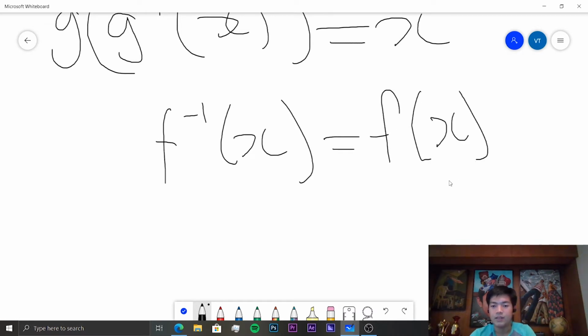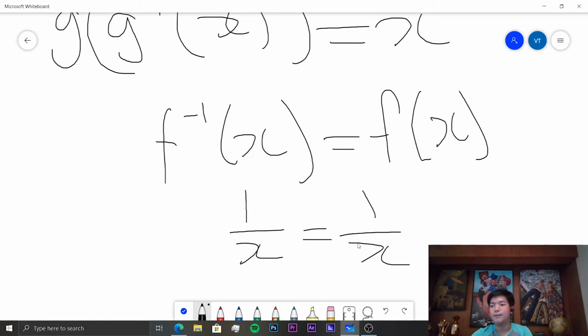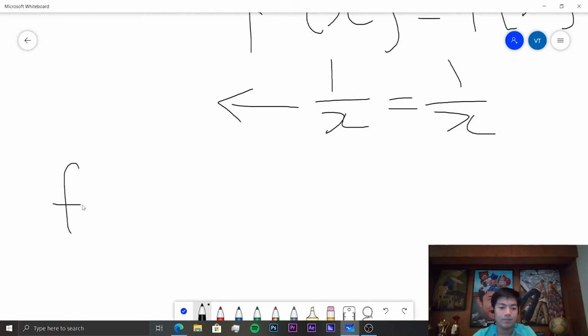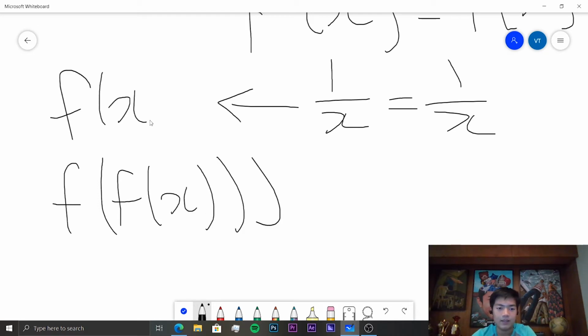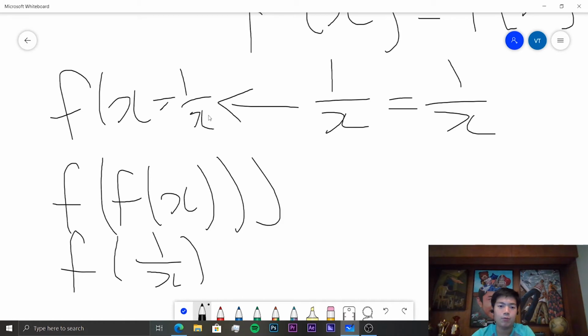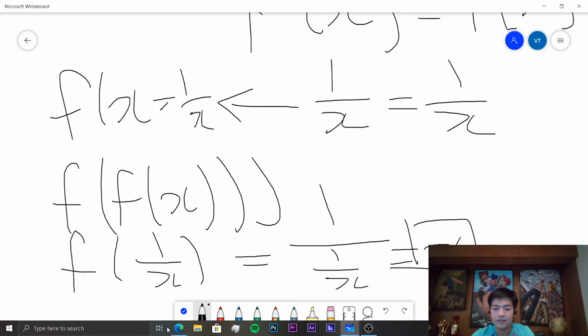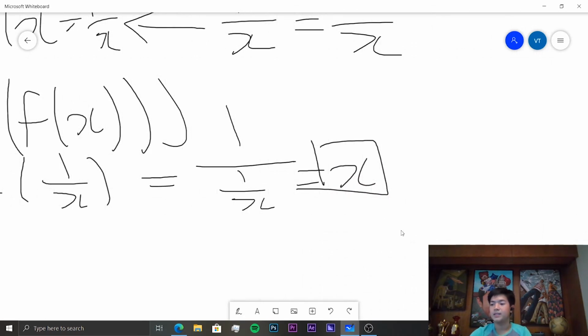One example of a self-inverse function would be 1 over x, because the inverse of 1 over x is simply 1 over x. We can just check it right now. If f of x is equal to 1 over x, then f of f of x would be f of 1 over x, and if we pass in 1 over 1 over x, this will be equal to x again.